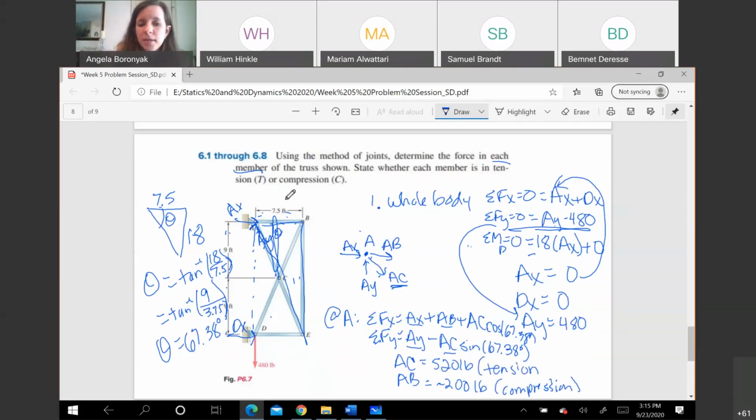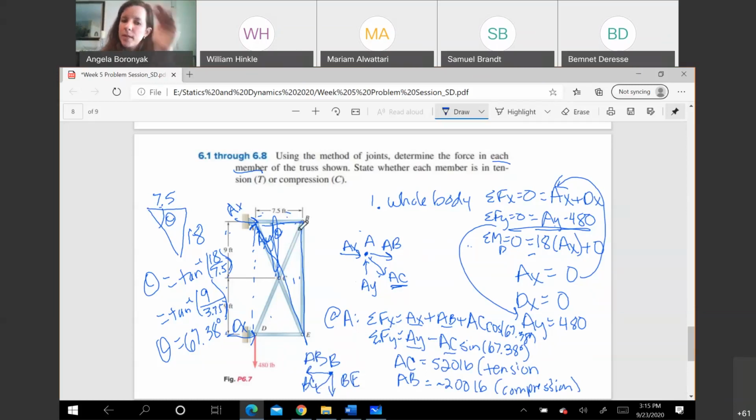I do the same thing moving to B. So what reactions do I have at B? Now I'm going to assume I'm pulling away from B. The same thing that I was at AB though, right? It had to be the same force pulling this way as it was that way. So that was still AB. I already know what that is. That's nice. Now I have BC and I have BE.